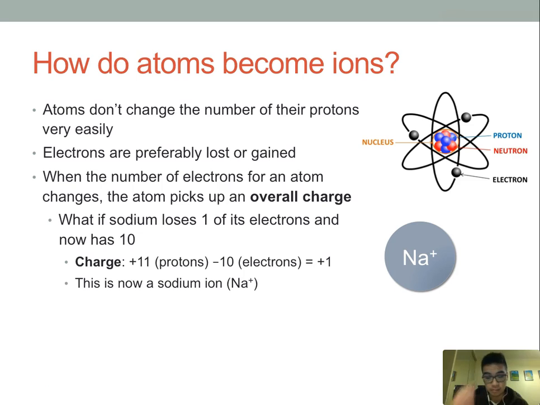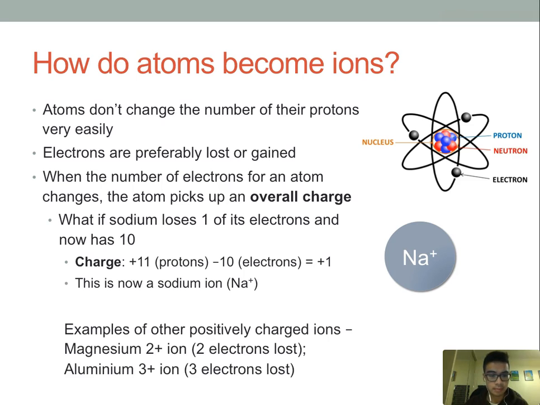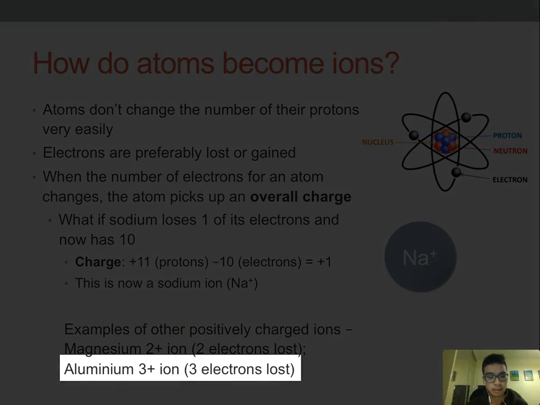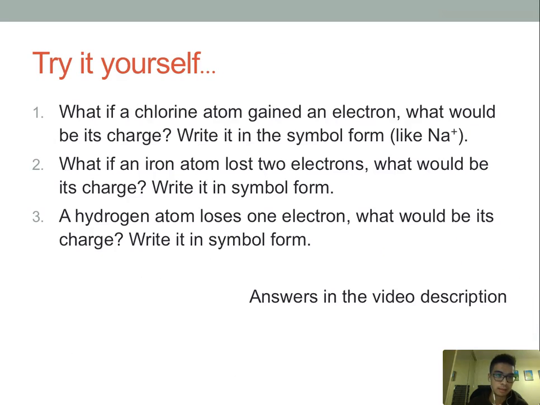Here is our sodium ion, and there are examples of other positively charged ions, such as a magnesium 2+ ion, where 2 electrons are lost, or an aluminium 3+ ion, where 3 electrons are lost. So you can try these yourself. Feel free to pause the video and note down these questions and answer them. You'll find the answers to these questions in the video description.